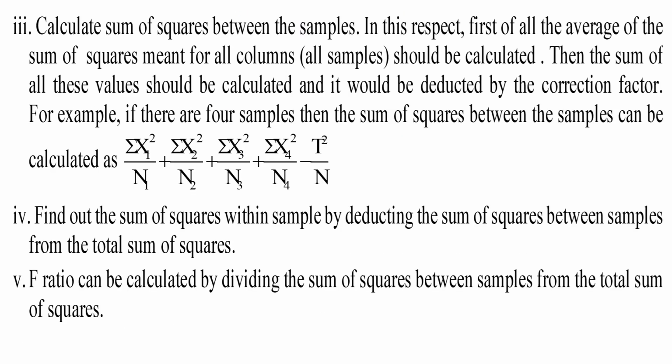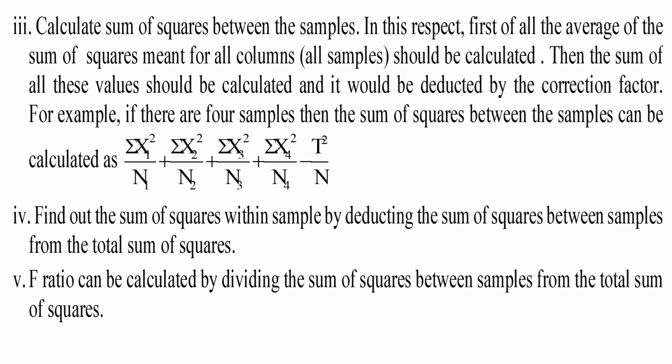3. Calculate the sum of squares between the samples. In this respect, first of all the average of the sum of squares for all columns, all samples, should be calculated. Then the sum of all these values should be calculated and deducted by the correction factor. For example, if there are 4 samples, then the sum of squares between the samples can be calculated as mentioned here.